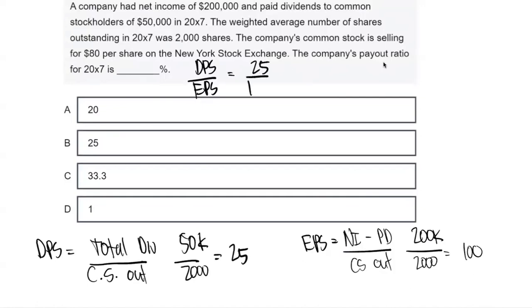Now, you can compute our payout ratio. 25 divided by 100. So, that would be 25%. If our meeting doesn't push through, I will send another meeting link for the second part of our tutorial. So that would be our payout ratio, 25%. Of our earnings, 25% goes back to our common stockholders.